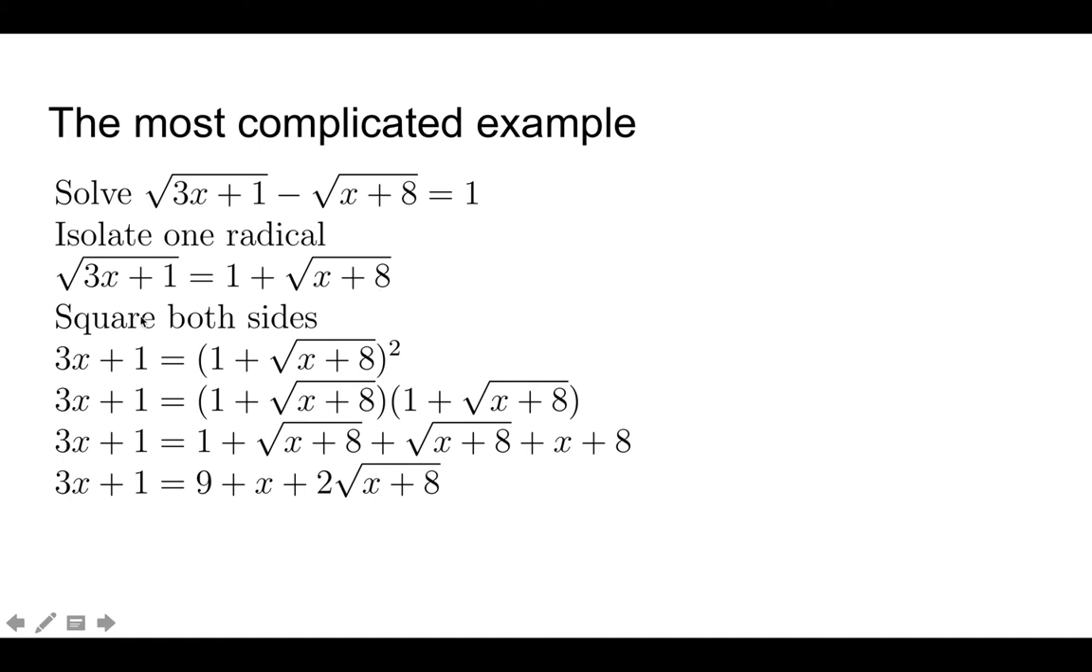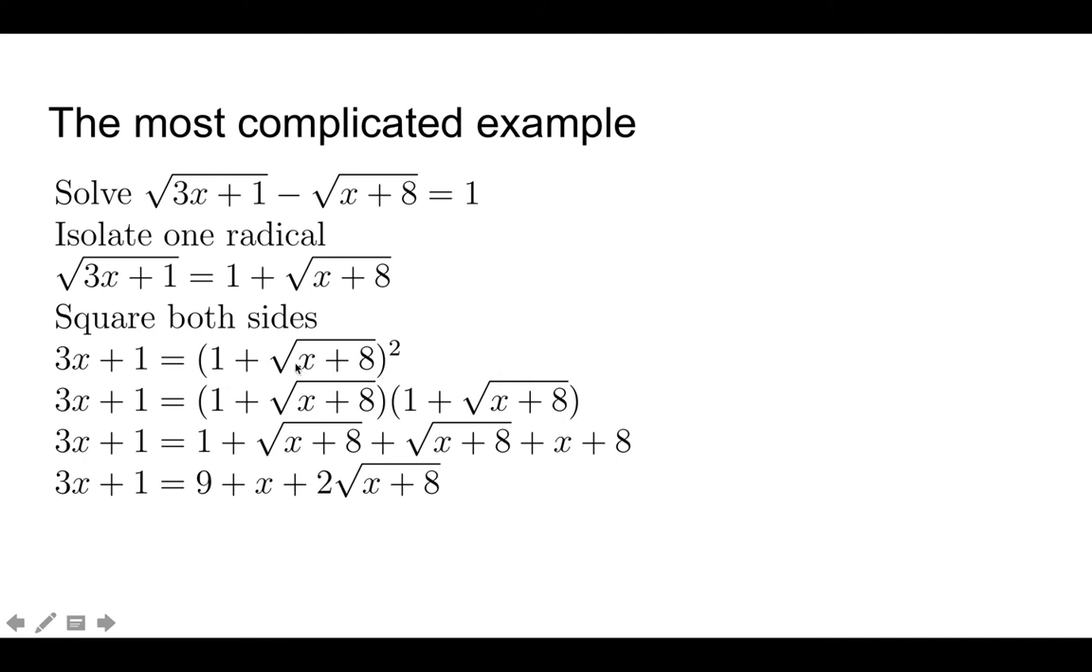Now we're going to square both sides. I want this radical over the 3x plus 1 to go away. So square both sides. On the left, square root of junk squared is just junk. On the left, I just get 3x plus 1. On the right, I have to square this binomial. That means multiply it by itself.